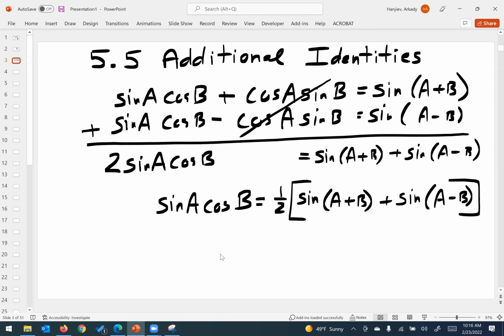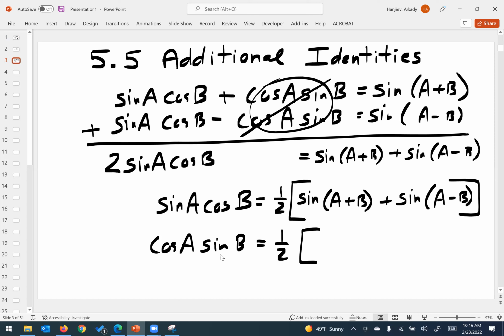Okay, let's do the rest of them here. The next one down is if you were to subtract these guys, we would have had a cosine left. So we have cosine A sine B is equal to, in a sense, the subtraction between the two instead of addition, that's all. Boom, okay, there's that one.